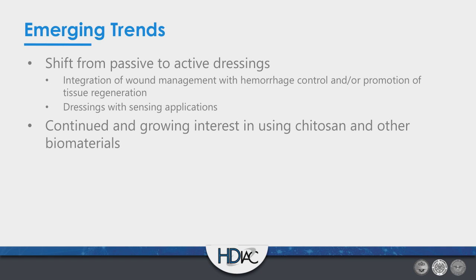So some interesting things there. We're also seeing a continued and growing interest in using chitosan and other biomaterials. Another one that's pretty commonly used is alginate. Alginates and chitosan are used a lot to make nanofibers. There's a process called electrospinning. We can use these materials to create extremely small fibers, and you can make non-woven mats and things like that, which actually make very good substrates for dressings.